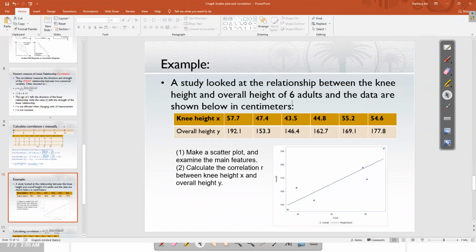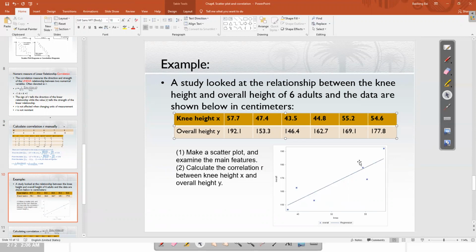A study looked at the relationship between the knee height and overall body height of 6 adults, and the data are shown below in centimeters. Centimeters is the unit we use for both knee height and overall body height. So first, we need to make a scatter plot and examine the main features of the relationship. This is only 6 points, but you can still see a pretty good linear relationship, and the direction is positive, right?